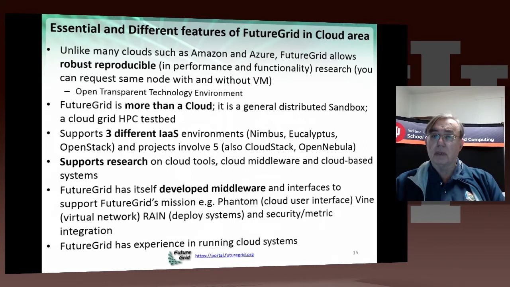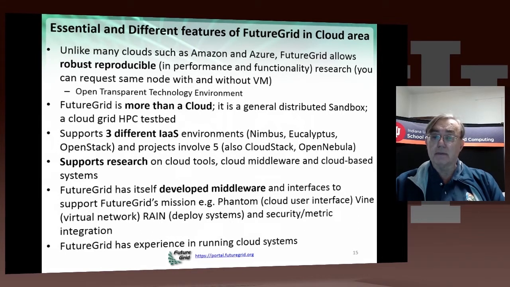But one important difference between, say, Amazon and Azure and FutureGrid is that FutureGrid is very transparent. You know what node you're using. You can get the same node again, so you can do reproducible experiments for both functionality and performance testing. And as I've already mentioned before, you can actually get the same node with and without a virtual machine.